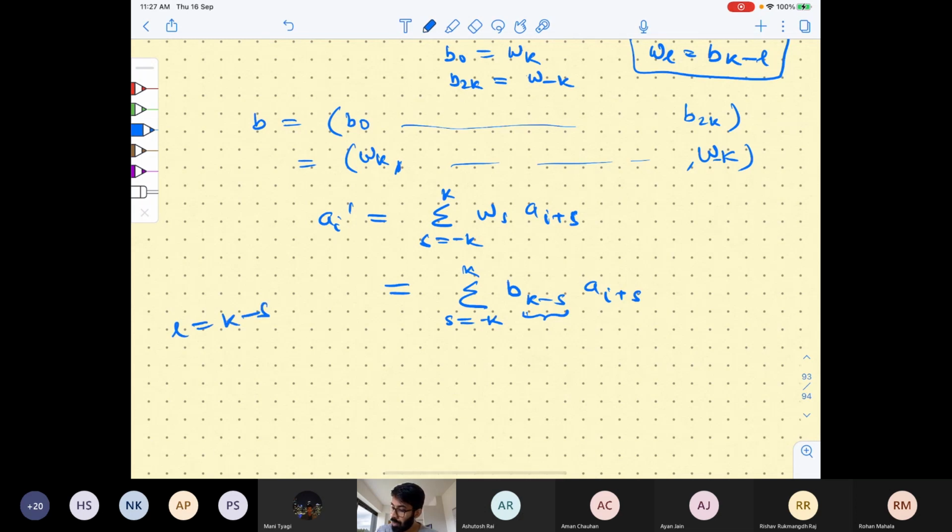So now l is equal to k minus s. So if s is minus k, then what is going to be the indices now for the sum? Can someone tell?